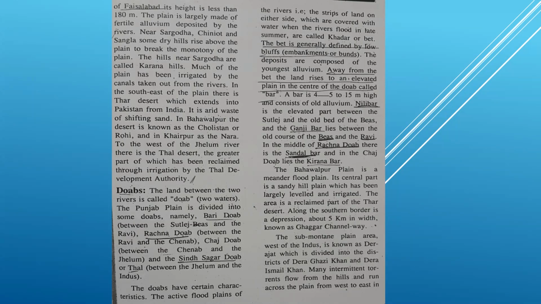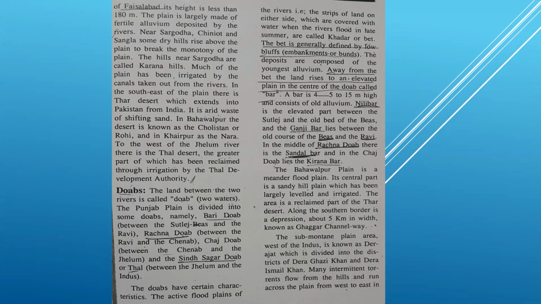In the southeast of the plain, there is the Thar desert, which extends into Pakistan from India. It is an arid waste of shifting sand. The Thar desert is also in these areas of the upper Indus plain. It is dry, it is barren. And in Bahawalpur, which desert? That is Cholistan or Rohi, and Khairpur has the Nara. To the west of the Jhelum river, there is a Thar desert. Underline all these. It can be asked where these deserts are located, the greater part of which has been reclaimed through irrigation by the Thar Development Authority.